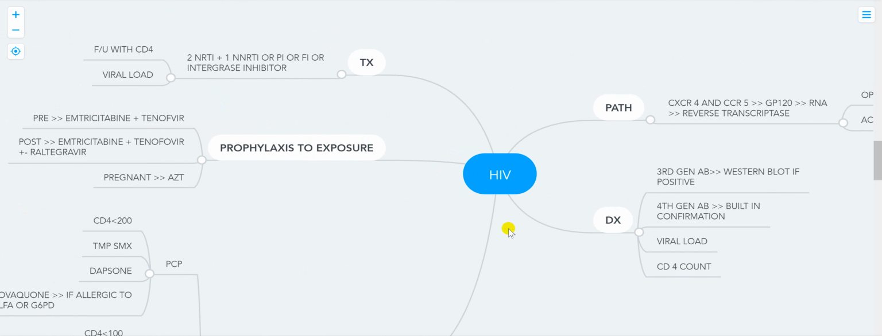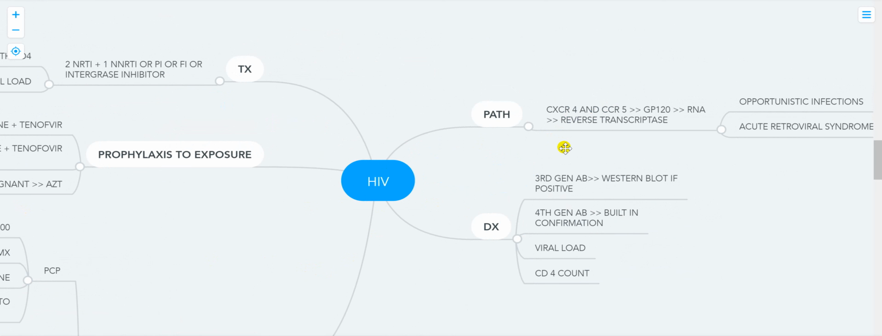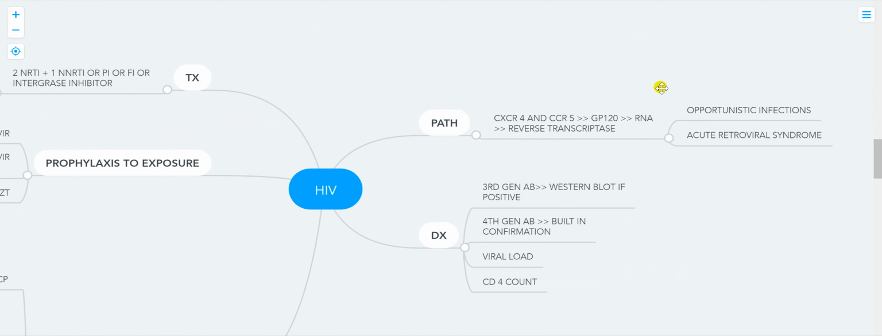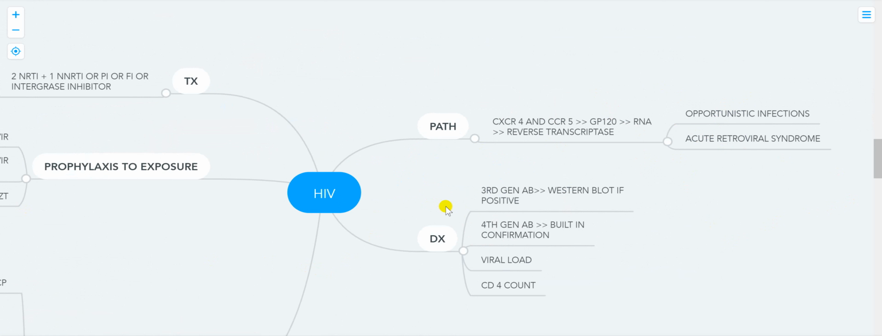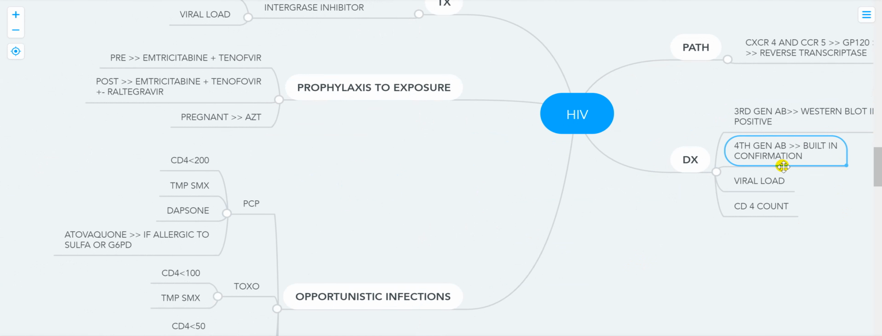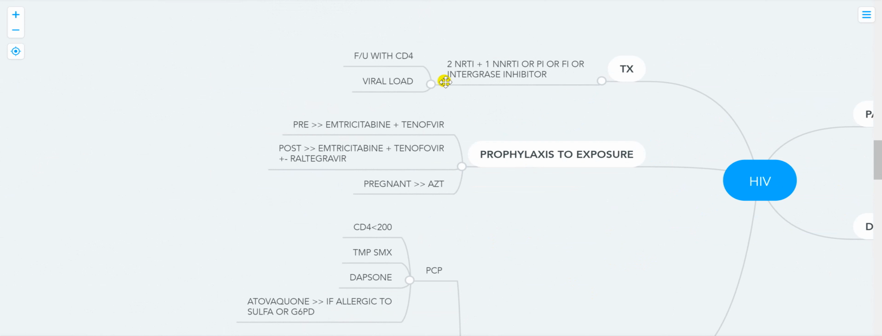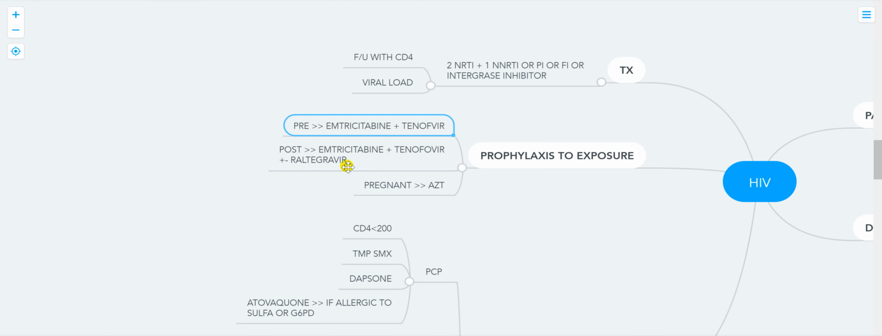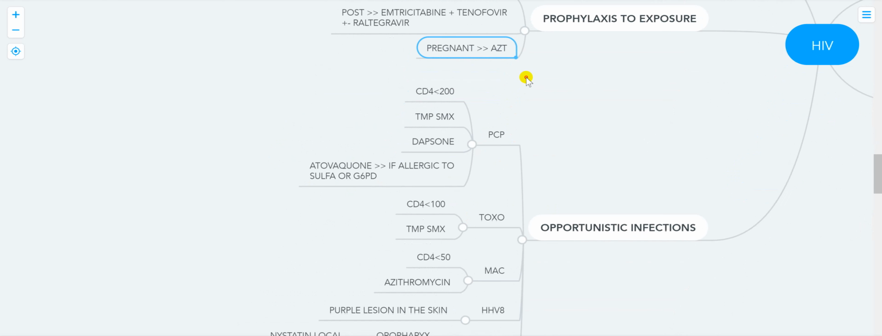So in a nutshell, a summary for HIV: it goes into the CCR5 and CXCR4 and suppresses the immune system. You diagnose with an antibody test and then Western blot, or an advanced fourth generation antibody could confirm that. Then viral load and CD4. How do you treat it? 2 NRTI plus 1 of either NNRTI, protease inhibitor, fusion inhibitor, or integrase inhibitor. The prophylaxis for HIV: before the exposure, emtricitabine plus tenofovir. After the exposure, emtricitabine, tenofovir, and dolutegravir. If pregnant, you do zidovudine, AZT.